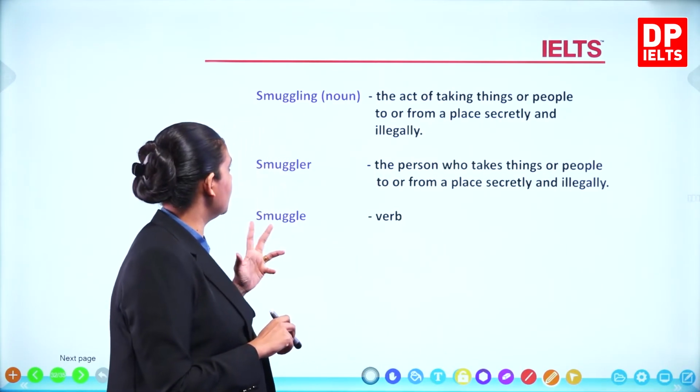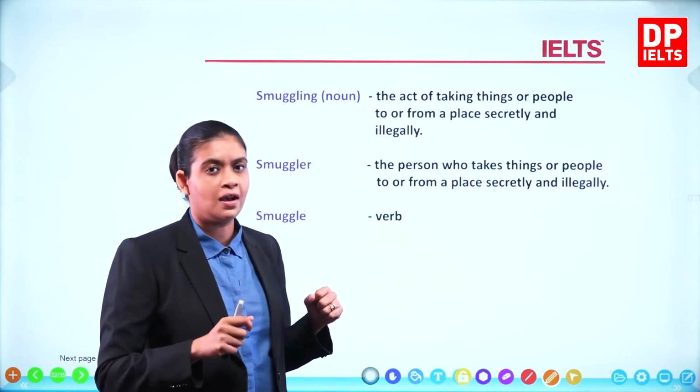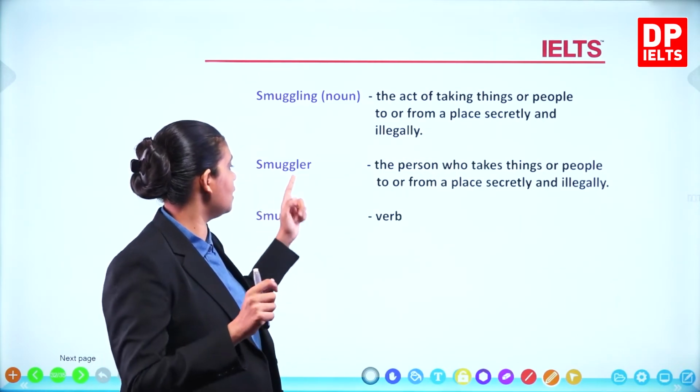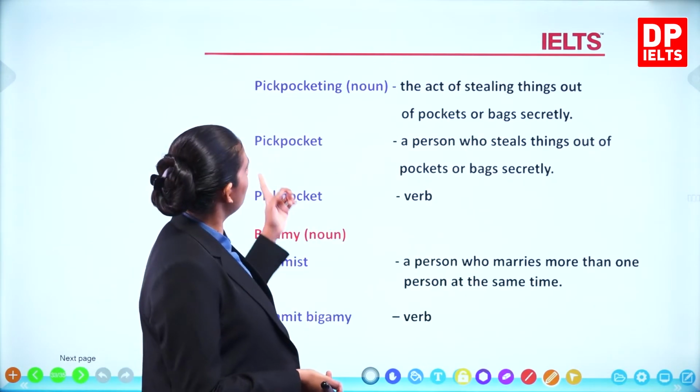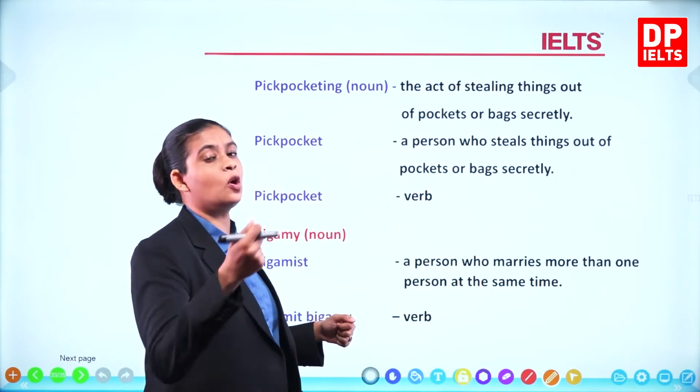So let us have a look at the pronunciation. Smuggling, smuggler, smuggle. Right? So you call this person who does it a pickpocket person.